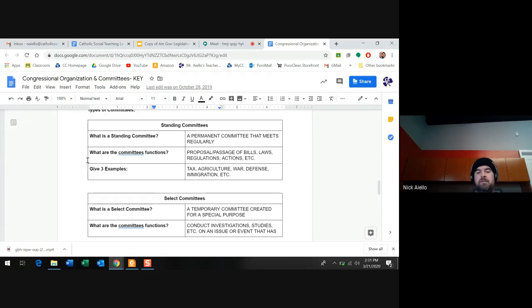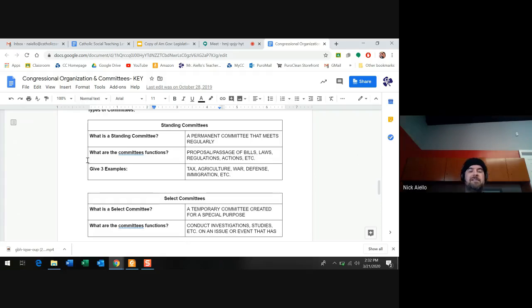This committee, their job is to pass bills, pass laws, create regulations, take action, so on and so forth. Examples of standing committees would be, we always have a committee on war, even if we're not at war. We always have a committee on defense. We always have a committee on tax. These are there forever. If you think about it, you would have a standing committee for almost every single express power in the Constitution, right? So there's one on tax, there's one on commerce, there's one on war, there's one on defense, so on and so forth.